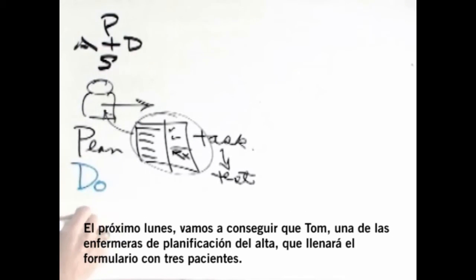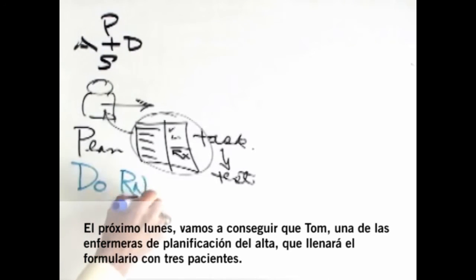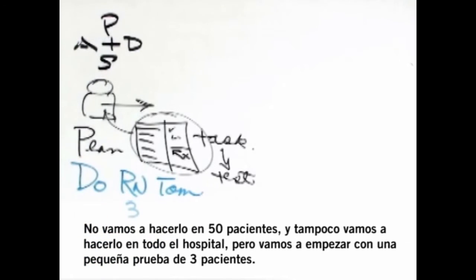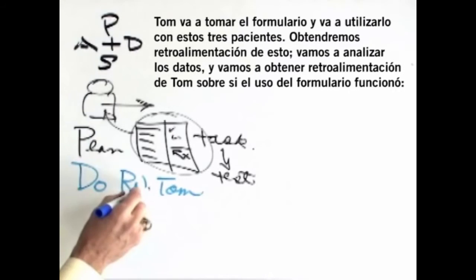Now we're going to do it. That is, on next Monday, we're going to get one of the discharge planning nurses, Tom, to take this form and apply it to 3 patients. We're not going to do it on all 50 patients. We're not going to do it on the whole hospital. We're going to start out with a small test. 3 patients. Tom's going to take the form and use it with these 3 patients.